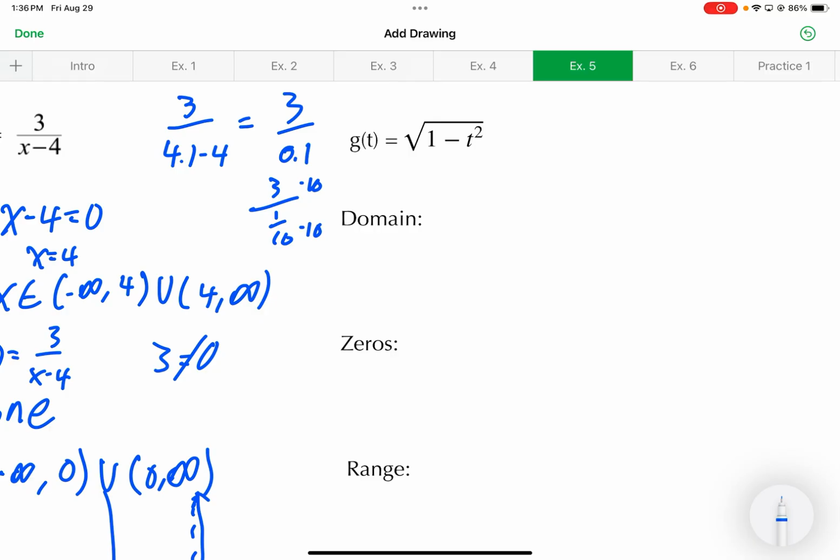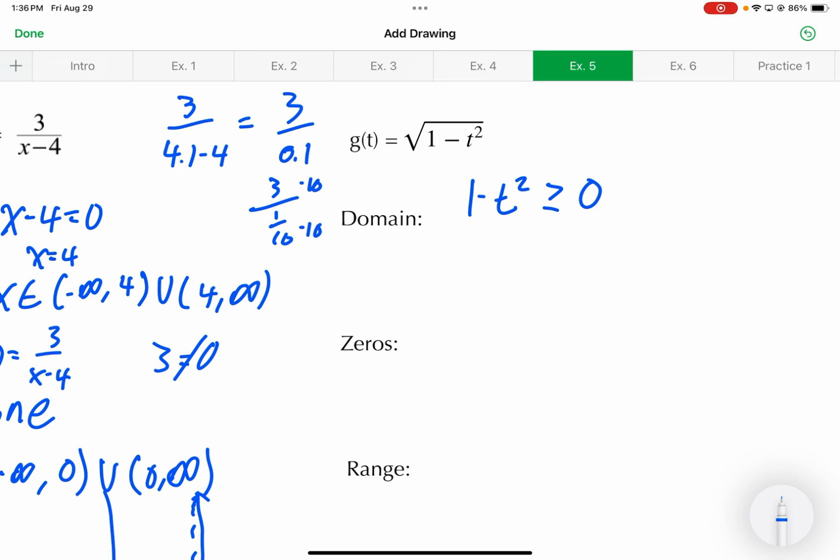Really what this does is it goes back to your homework from yesterday. It's like making an inequality. We're going to do 1 minus t squared needs to be greater than 0. Now here's a question. Can we have a 0 under the square root? What's the square root of 0? 0. Yeah, and that's defined, right? So I'm going to make it 1 minus t squared is greater than or equal to 0.